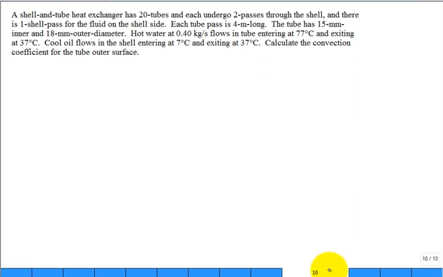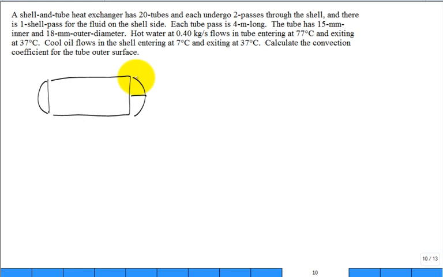We have a shell and tube heat exchanger that has 20 tubes, and each of the tubes undergoes 2 passes through the shell. And there is 1 shell pass for the fluid on the shell side. So here's our typical shell, and we're going to have an end. Let me just put an end on it like this, and an inlet end, and this is divided, and we're going to bring some fluid in.